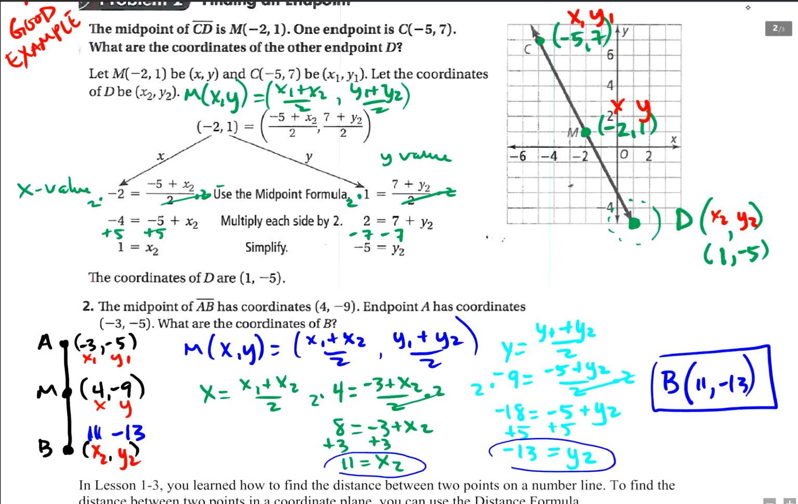And even though my line is not a diagonal here, I just have any line drawn. I could have drawn it horizontal and it would have worked just as well. I'm looking here, and 4 is between negative 3 and 11. So that's good. And negative 9 is between negative 5 and negative 13. So that's good. I know that I'm in the right place, even without properly graphing it. Okay, so this is a good way to check. Geometry is very visual. We are going to draw lots and lots of pictures and label our diagrams.